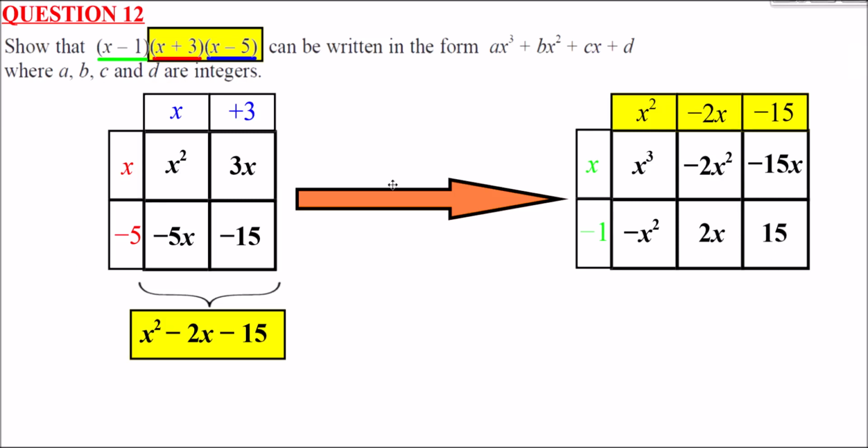Simplifying the terms again, like we did first of all, we've got one lot of x cubed. Minus 2x squared minus another x squared is minus 3x squared altogether. The x terms, 2x take away 15x, overall is negative 13x. And of course, you have the plus 15 as well. So fully simplified, this is our answer. So in terms of ax cubed plus bx squared plus cx plus d, our answer is x cubed minus 3x squared minus 13x plus 15.